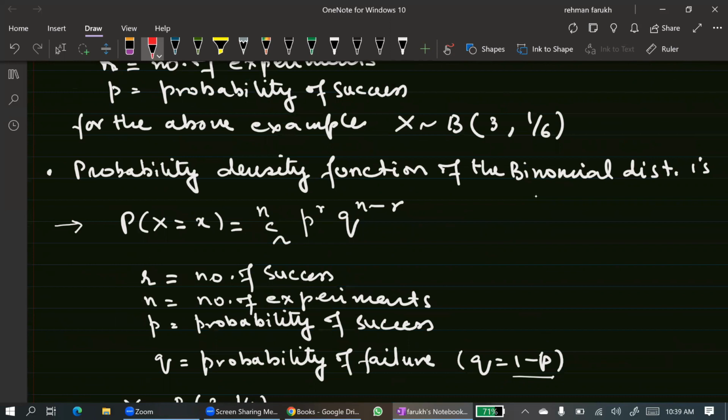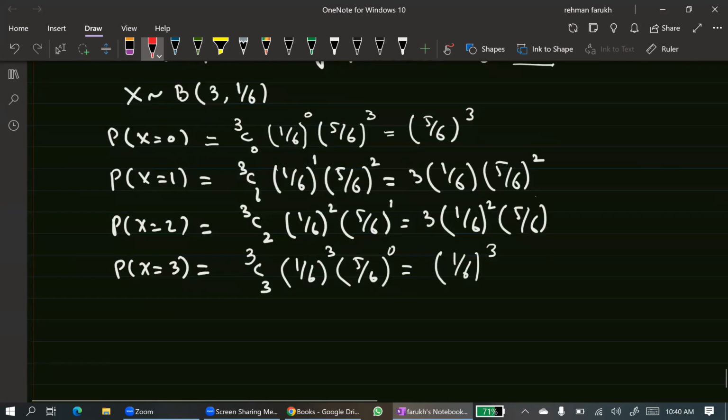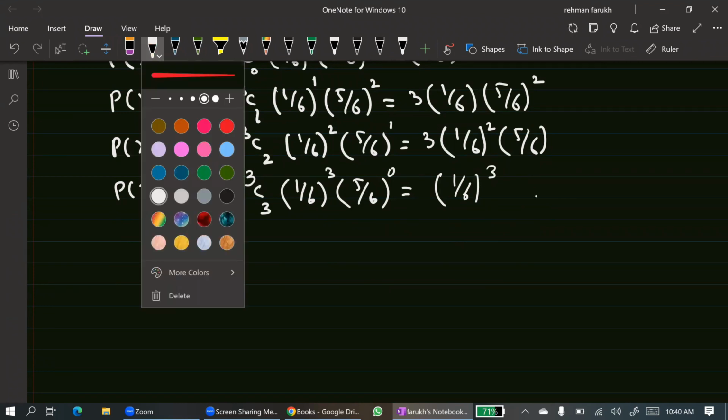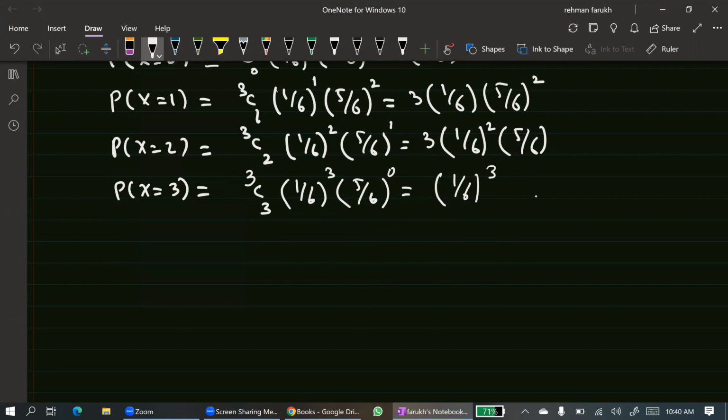Now, in a binomial distribution, there is no need to generate these two columns. The mean of the binomial distribution is np.